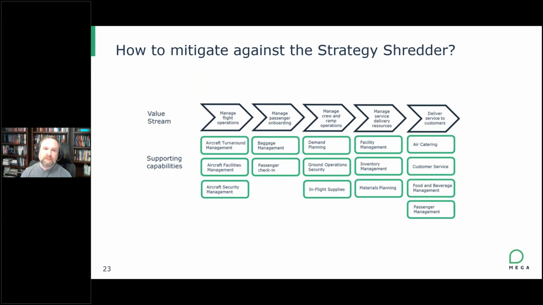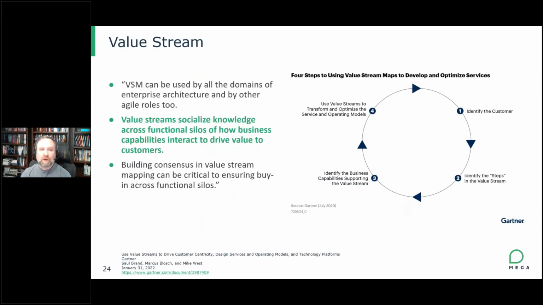And so, using a few method slides from Gartner's recent research note, you can see here the value stream itself, again, customer-centric. We're going to start with the identification of the customer. We're going to move through the identification of the steps, or really the stages, each of which should provide concrete value to that customer. Then we're going to identify the business capabilities underpinning each of those stages, in effect enabling them. And we're going to use that to help us plan for the transformation to the service and operating models.